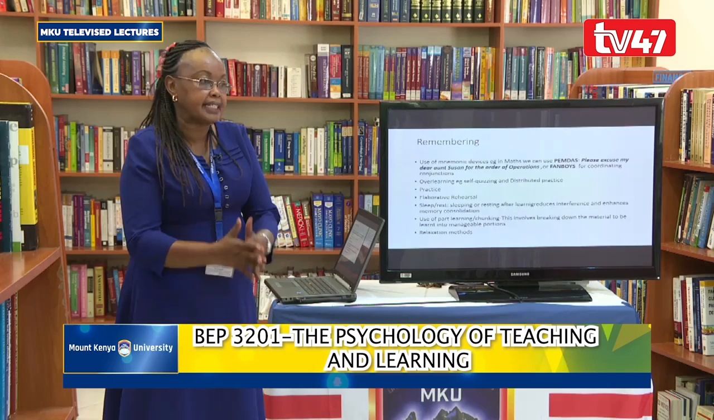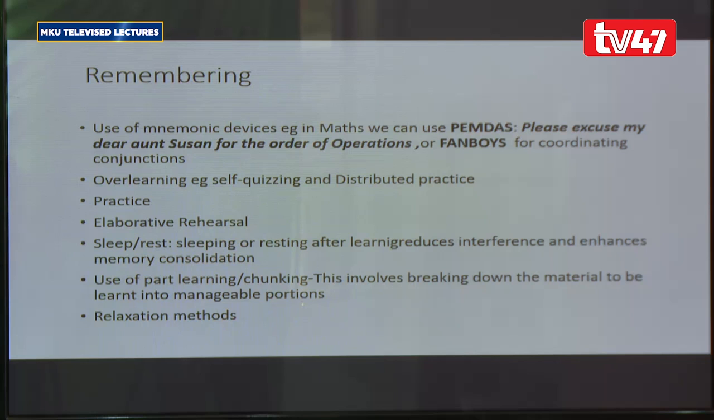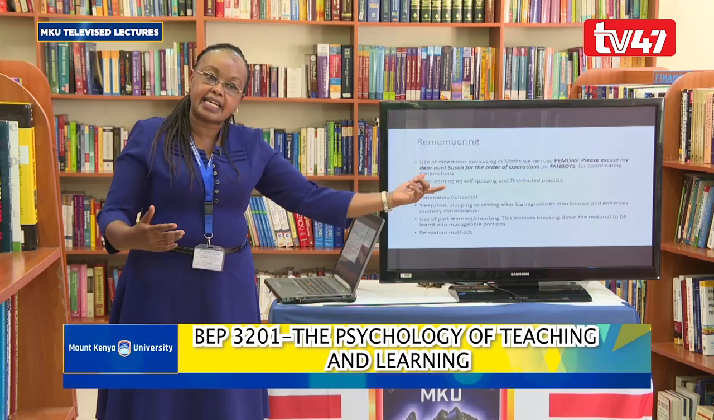The other one is elaborative rehearsal. This is strategy number four. Elaborative rehearsal simply means that whenever we are learning, we need to make sure that we connect new information with what is already in our brain. So it's also good for us teachers to help the students see the connection between what you taught last time, what you are teaching now, and how they merge. That's what we are calling elaborative rehearsal.